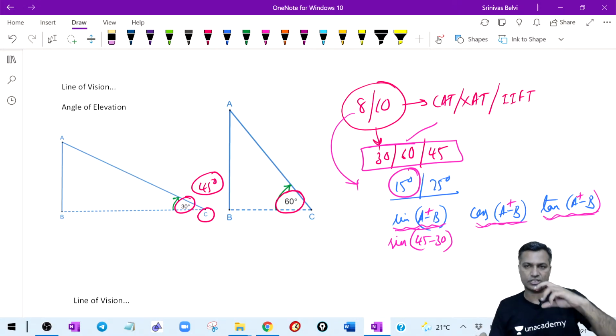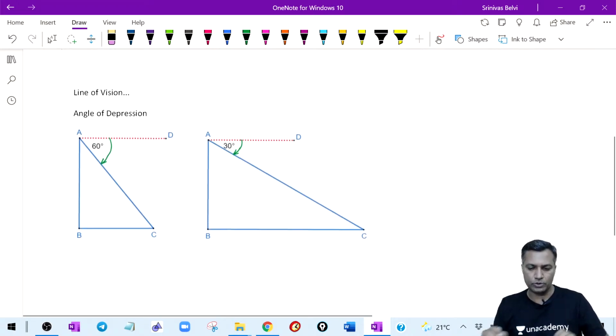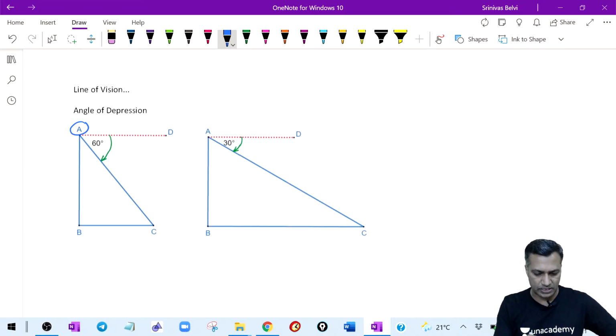Fair enough. That sets the tone for the lecture. What about the depression? Depression means the person is here. When you talk about angle of depression, the person is here. He may be looking straight, but he's observing an object here. If he looks at the object, that is called the angle of depression. I'm sure we are all comfortable with this.